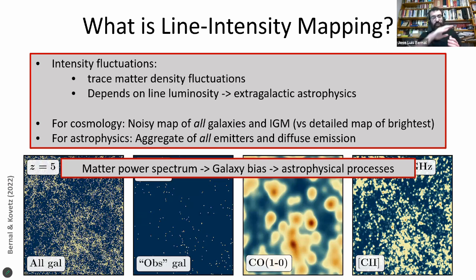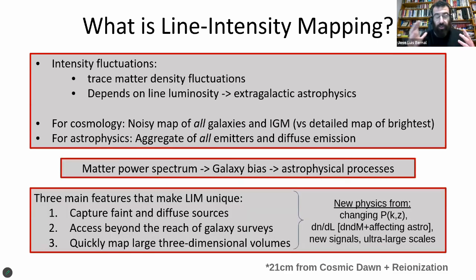So, in order to go from a first principles point of view to the final signal, you would have to start with the matter power spectrum, then account for a galaxy bias, and then for all the astrophysical processes in order to reach the final line intensity fluctuations. And all these properties make that intrinsically there are three main features that make line intensity mapping unique with respect to other probes of the large scale structure.